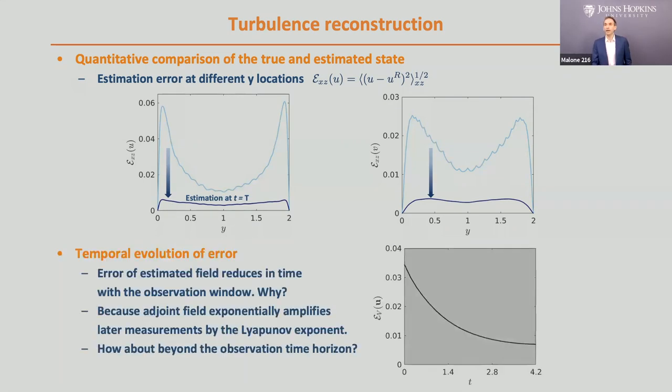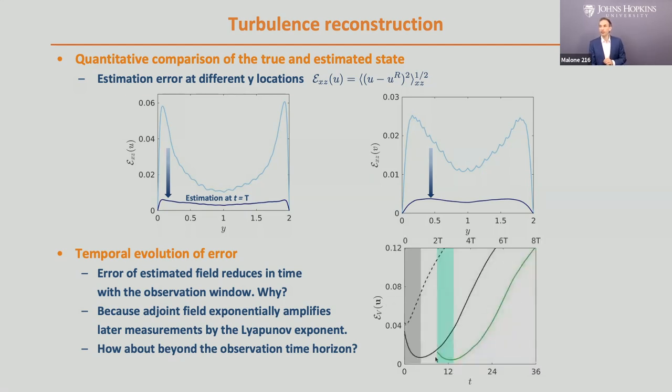In fact, I can integrate this error in Y and plot it versus time. So you can see here's the error decaying in time over the time horizon of the observation. Now, what happens if I no longer have observations at 4.2? I showed you that we can make forecasts beyond 4.2, the duration of the observation. So now the shaded region, which is the observation time, has shrunk, and my error that was nicely decaying starts to amplify because I no longer have observations.